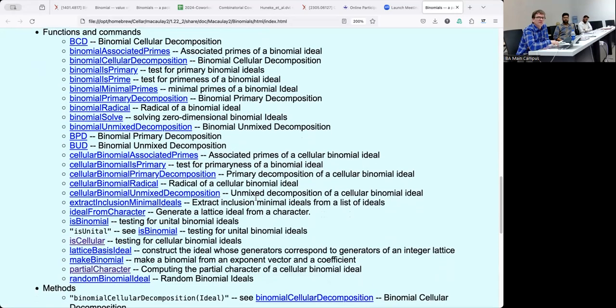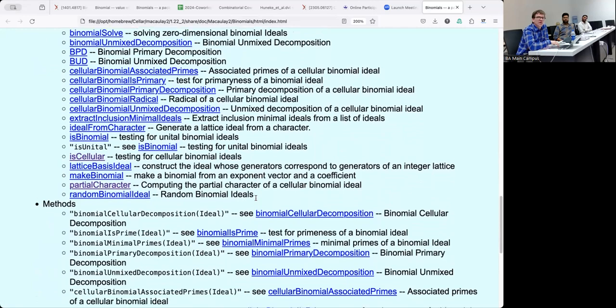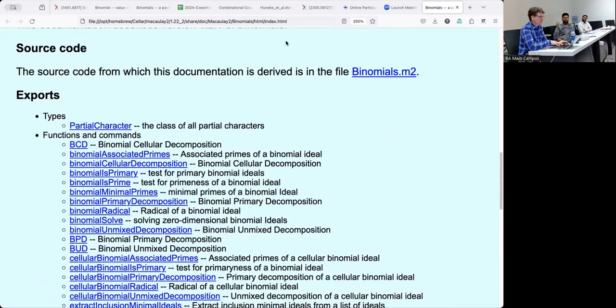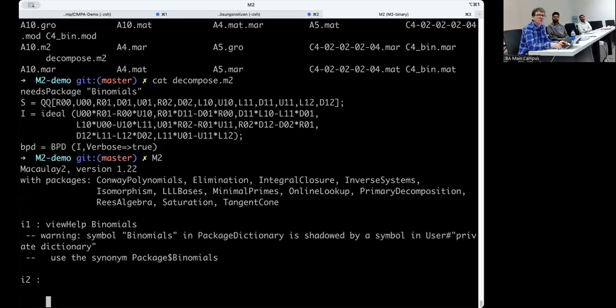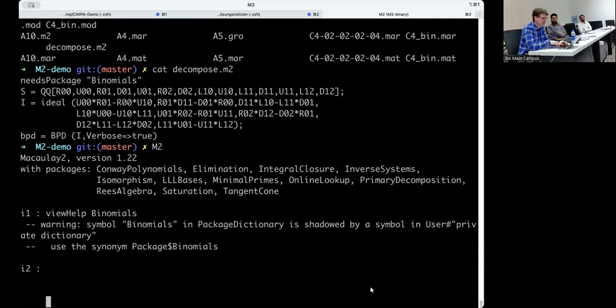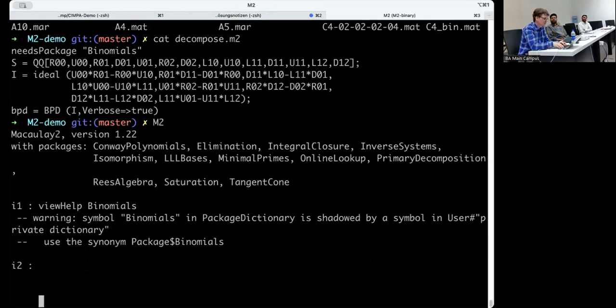Cellular is the one where the variables are regular or nilpotent. Okay, let's try it out. In the terminal, I already made the font really big. We don't see the bottom of this. Somehow the last line is not visible. If I make it smaller, it becomes bigger. Okay, you will see what I type after I've typed it.